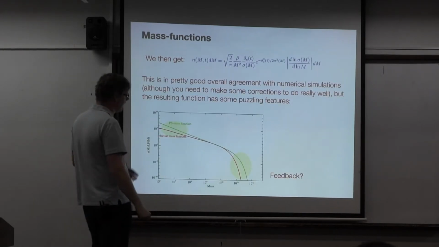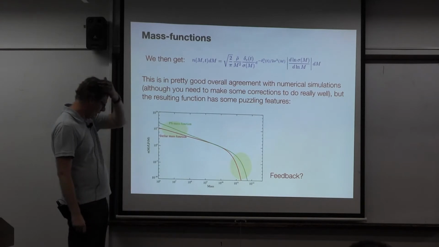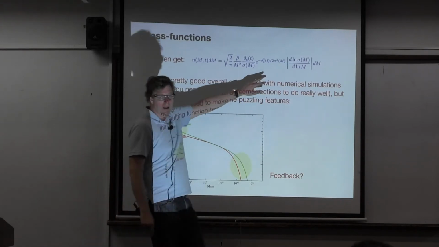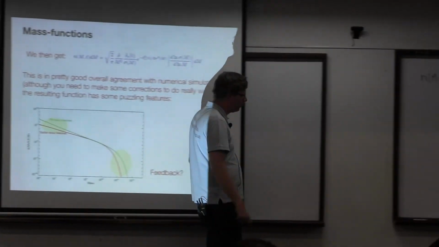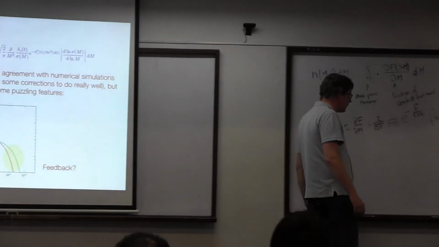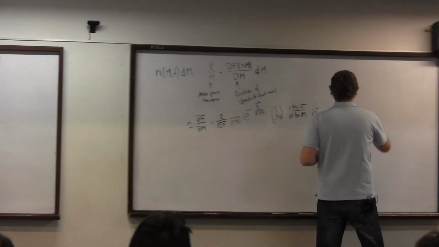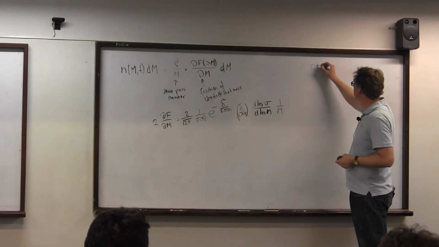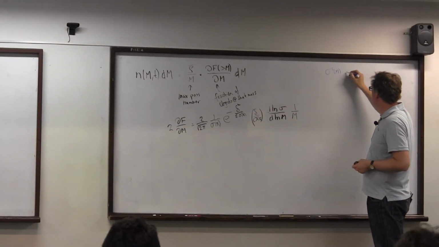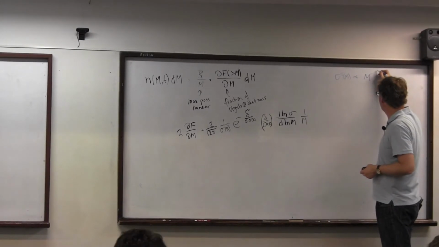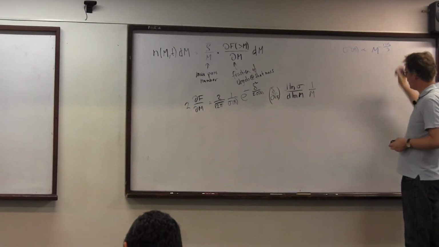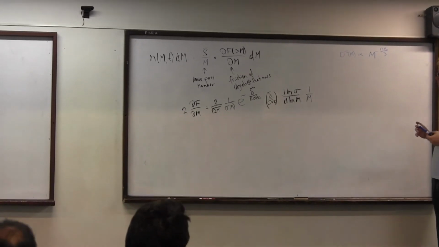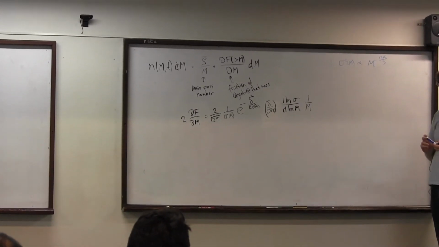When you actually put that in, the dependency here on the mass, if you remember, the sigma squared of m is proportional to m to the minus (n plus 3) over 3, if I can remember correctly, which I probably don't. 6, 3 or 6, never remember.